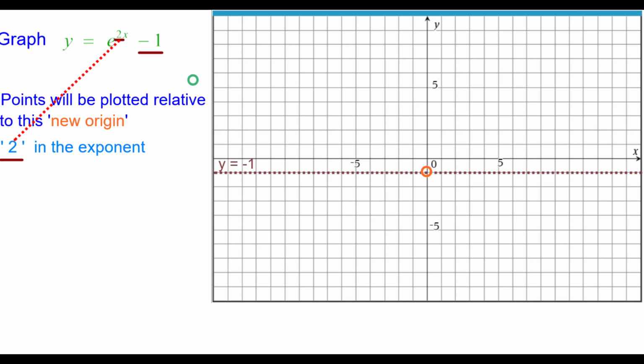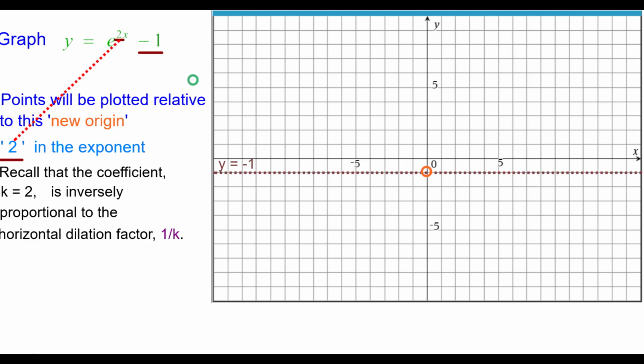The 2 is in the exponent. Recall that the coefficient 2 is inversely proportional to the horizontal dilation factor, the reciprocal of that. That is, we're going to multiply each x value by the reciprocal of 2, which is 1/2.